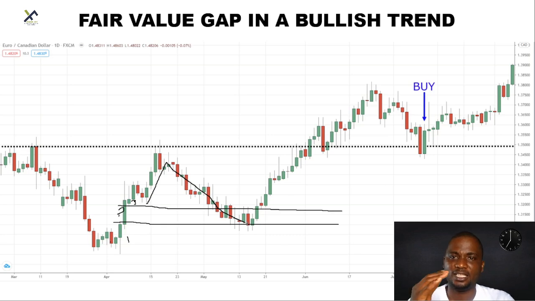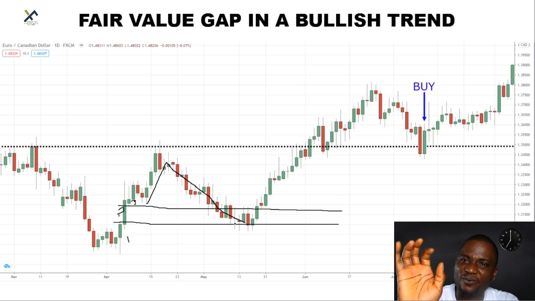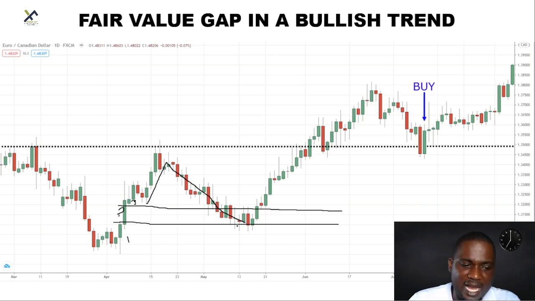Number 1, the market, the trend will close within the fair value gap. Now once the market trend closes within the fair value gap, okay, now the market has respected the fair value gap. Now sometimes the market can close within the fair value gap, but the wick outside the fair value gap, that is okay. The market has respected it.